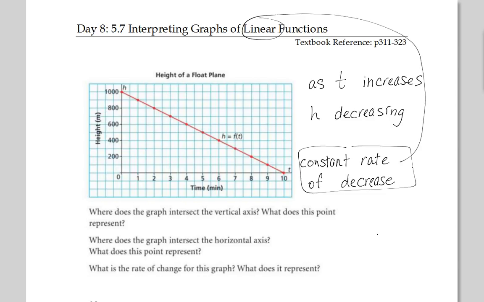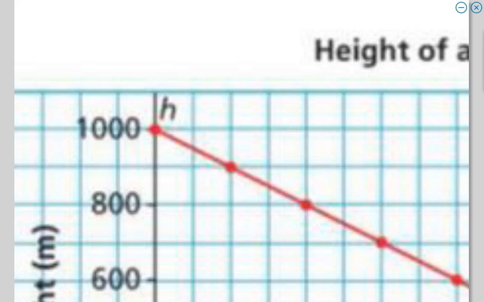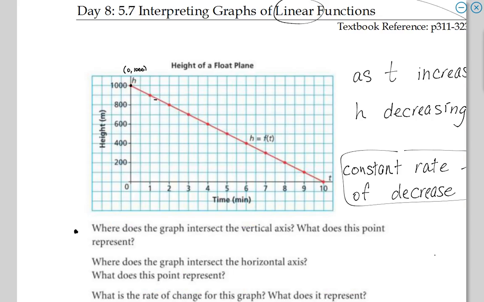So answering the first bullet, where does the graph intersect the vertical axis, and what does this point represent? So we're going to scan the vertical axis and scope out this point right here. That point right at the top of the graph, it has a value of (0, 1000). So what does that tell us?